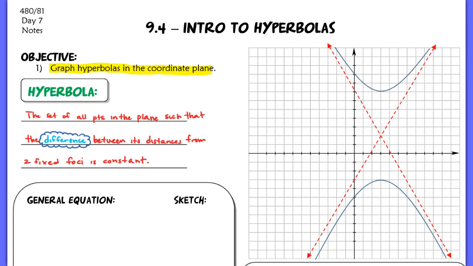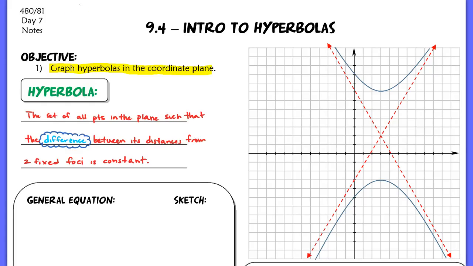Okay, so let's return now back to our note sheet where I have the formal definition of the hyperbola written here. I'd like you to pause and make sure that you get this definition down on your paper. The formal definition states that the hyperbola is the set of all points in the plane such that the difference, and there is a reason why I've bubbled this and put that in blue, the difference between its distances from two fixed foci is constant.